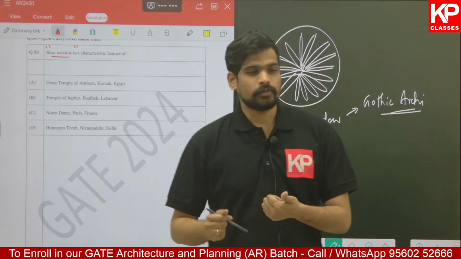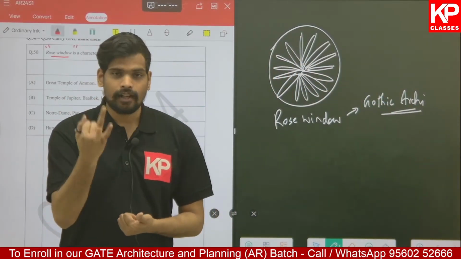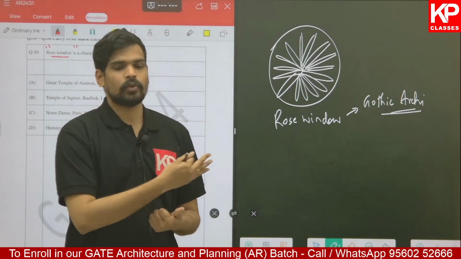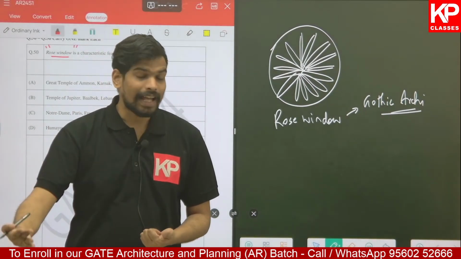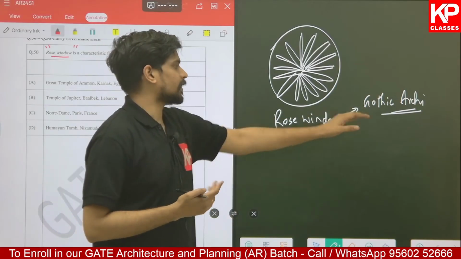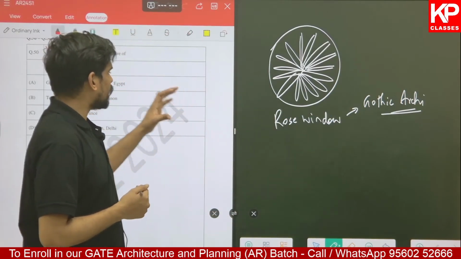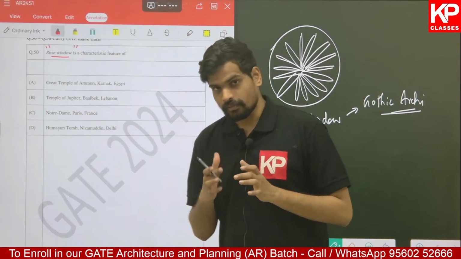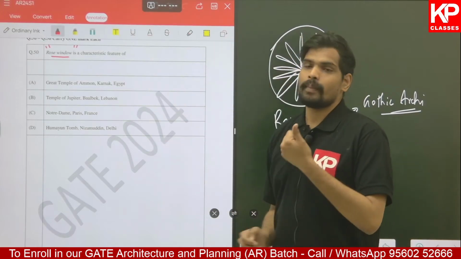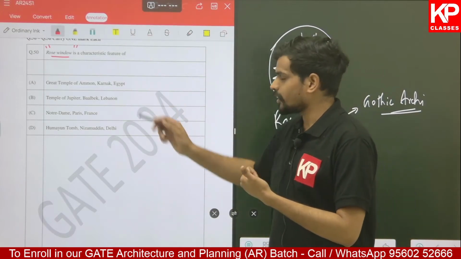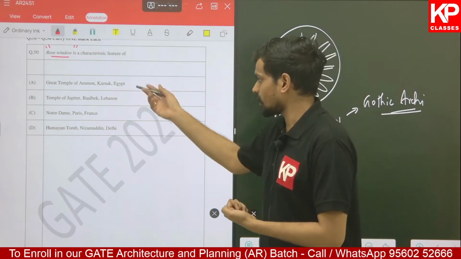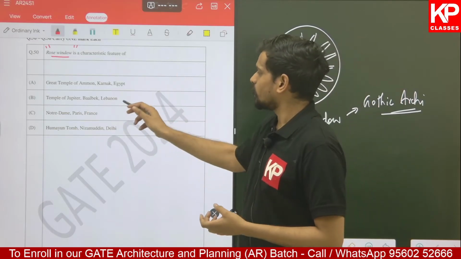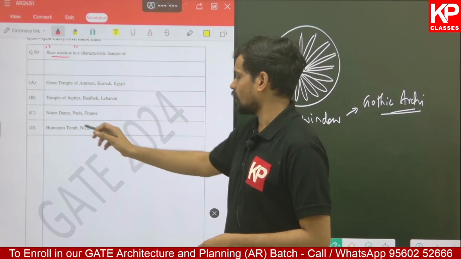Gothic architecture is known for its pointed arches, colorful windows, circular windows called rose windows, pinnacles, spires and towers. These are the characteristic features of Gothic architecture. If you look into the options, the Great Temple of Amun-Re of Karnak in Egypt obviously is not a Gothic temple or church. Temple of Jupiter in Lebanon, obviously not a Gothic structure.